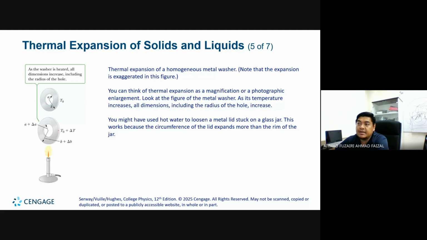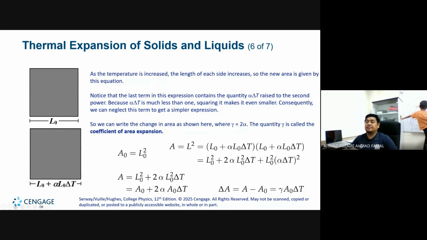Meaning that the area, the temperature, and also this side also increase. So we look into the situation. As the temperature is increased, the length of each side increases. So the new area is given by these equations. When you apply heat to one side, it expands only at one side. But when you apply it to the whole area, the area significantly increases or expands. The expansion of L means you add another L from this side.